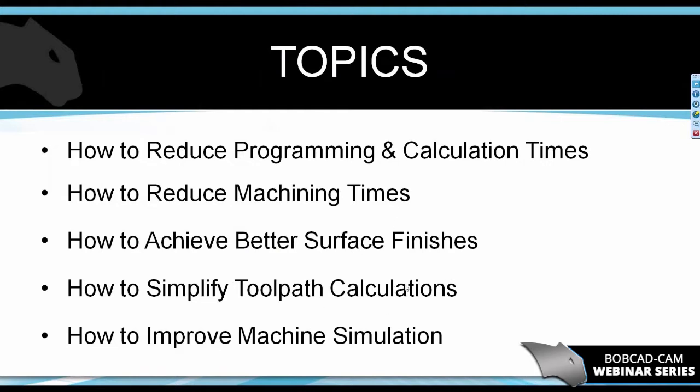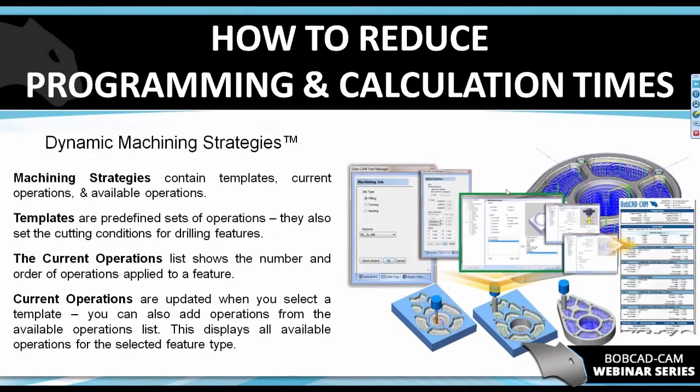How to achieve a better surface finish, how to simplify toolpath calculations, and of course I want to bring in the option of full machine simulation. So how to improve your machine simulation. Now, what's going to happen is after we go ahead and we have those options here, all right, we are going to go ahead ourselves. And the first one is how to reduce programming and calculation time, dynamic machining strategy.